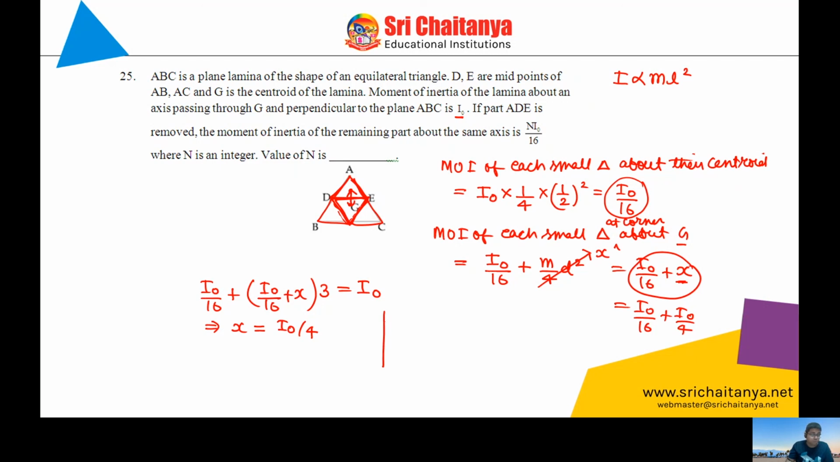So the moment of inertia of the remaining part, that is the answer, would be I naught, the moment of inertia of the whole ABC triangle, minus the moment of inertia of the triangle ADE about an axis passing through G. So I need to subtract this I naught by 16 plus I naught by 4 into that, and you will get your answer as 11 by 16 I naught, and they are asking you the value of N I naught by 16. So N will be equal to 11 only.